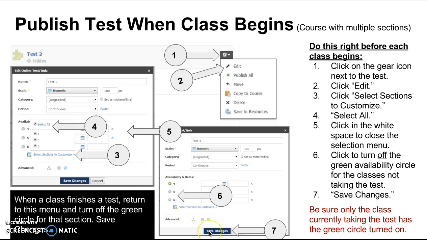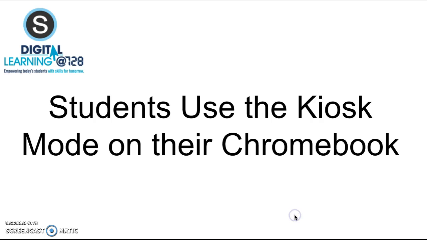Save your changes. When first hour is over, come back in, turn off the first one, and click this one to be the green one. Save your changes. Now only the second period can see it. After second period, come in and repeat that, turn that off, and turn the third one on for the next section. So you'll just manage that throughout the day, and that's how you make sure students can't see the test when it's not their current period of the day.